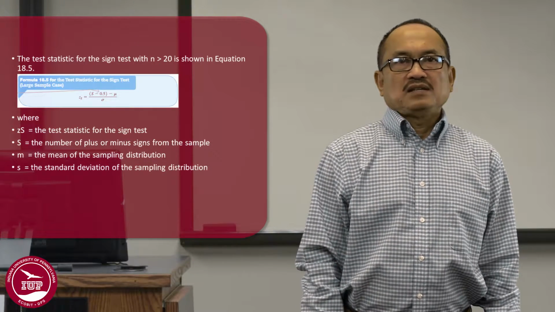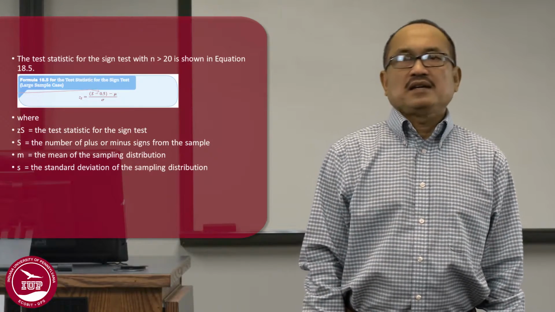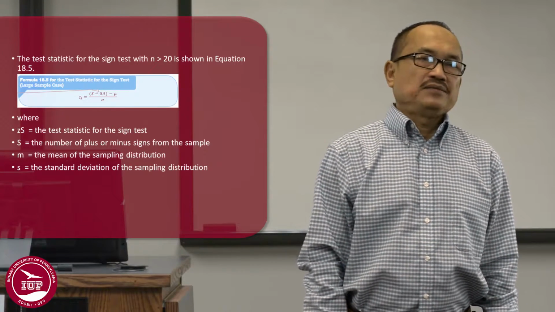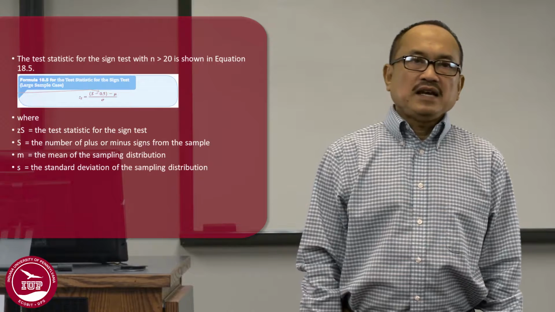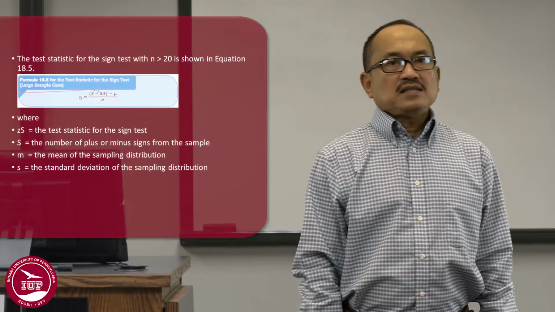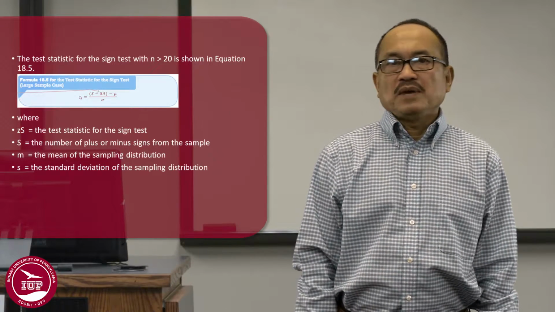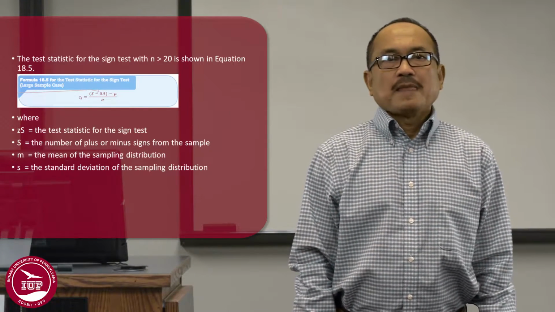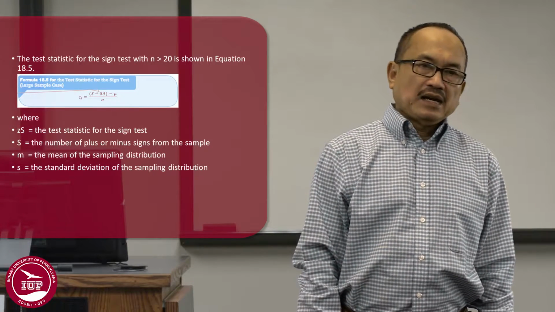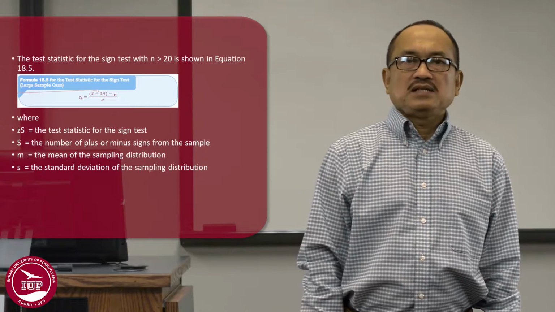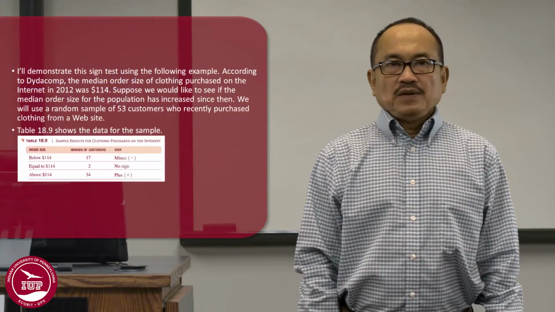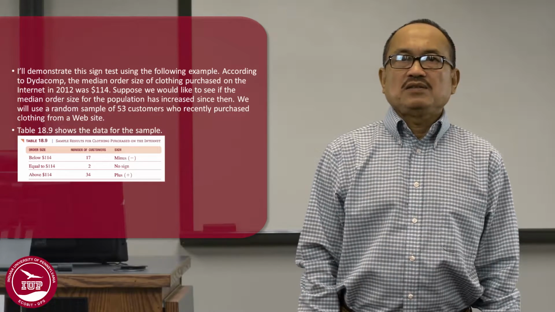The test statistic for the sign test with n greater than 20 is shown in Equation 18.5, where Zs is the test statistic for the sign test, S is the number of plus or minus signs from the sample, m is the mean of the sampling distribution, and s is the standard deviation of the sampling distribution. We will demonstrate this sign test using the following example.